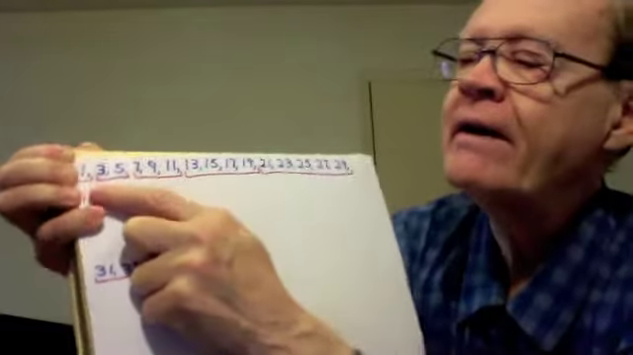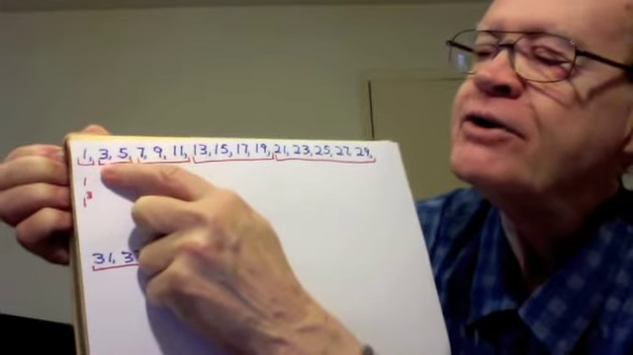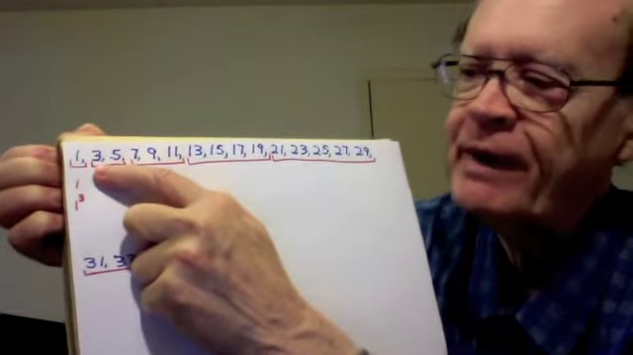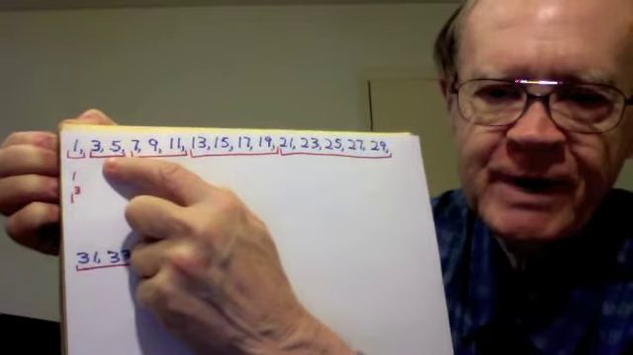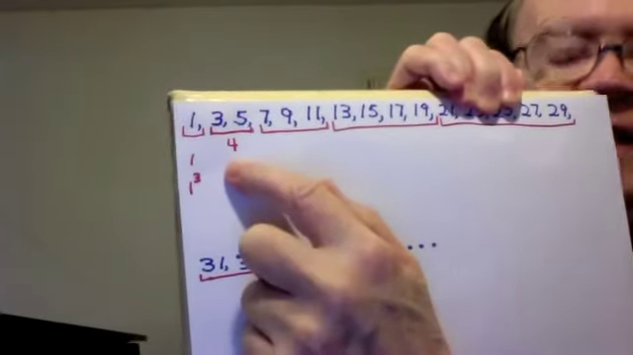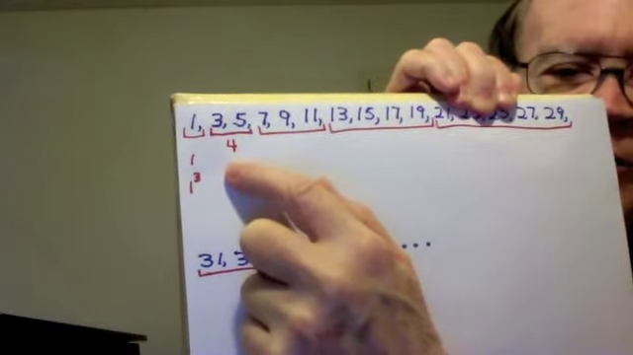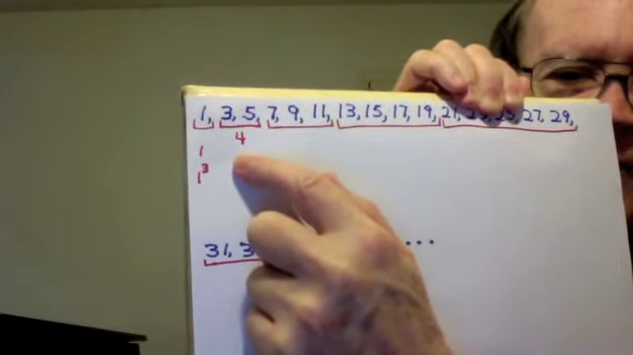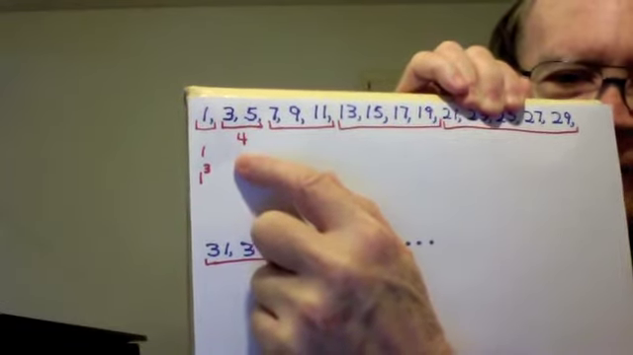Well, we can do that. We add 2, which brings us to the 3, and then we have to add 1 more, which brings us to a number that's not in this list, 4. 4 is the number right in the middle of this group. It's not actually in the group, but it's the middle number.